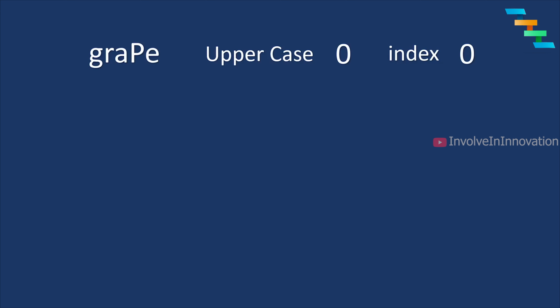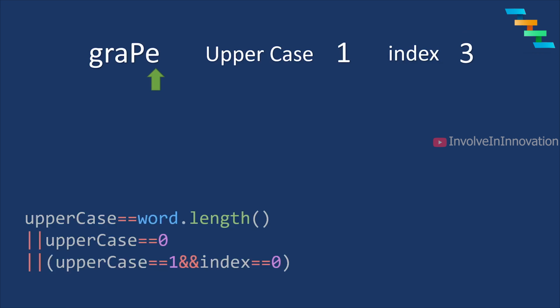Here in this case we have only one uppercase, but that is not at the first index. During the first three iterations the uppercase is 0 and the index is 0. In the fourth iteration the uppercase is 1 and the index is 3, and it remains so in the fifth iteration. Now we will check the conditions. This doesn't match any of the conditions because the uppercase is equal to 1 but the index is not equal to 0. So we are returning false.